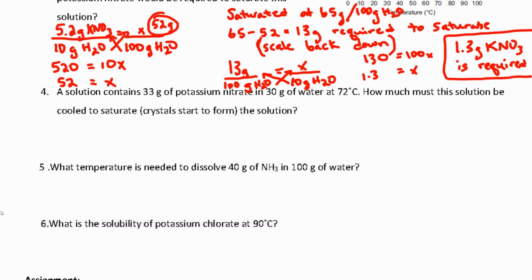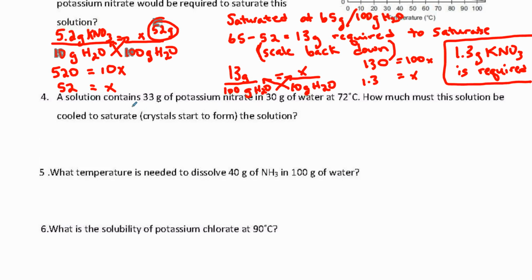Okay, let's try a few more. This one says a solution contains 33 grams of potassium nitrate in 30 grams of water at 72 degrees Celsius. How much must this solution be cooled to saturate? What that means is you could tell it's saturated if you cool it. If you have something at a higher temperature and you cool it, you can find the saturation point when crystals start to form in the solution. Normally we would do a lab like this, so you would actually see that process.